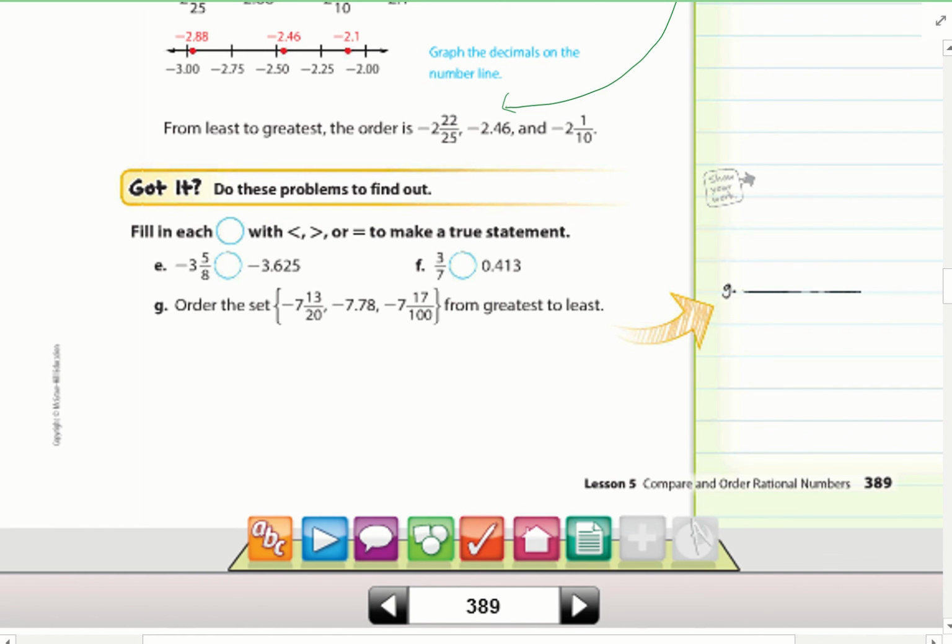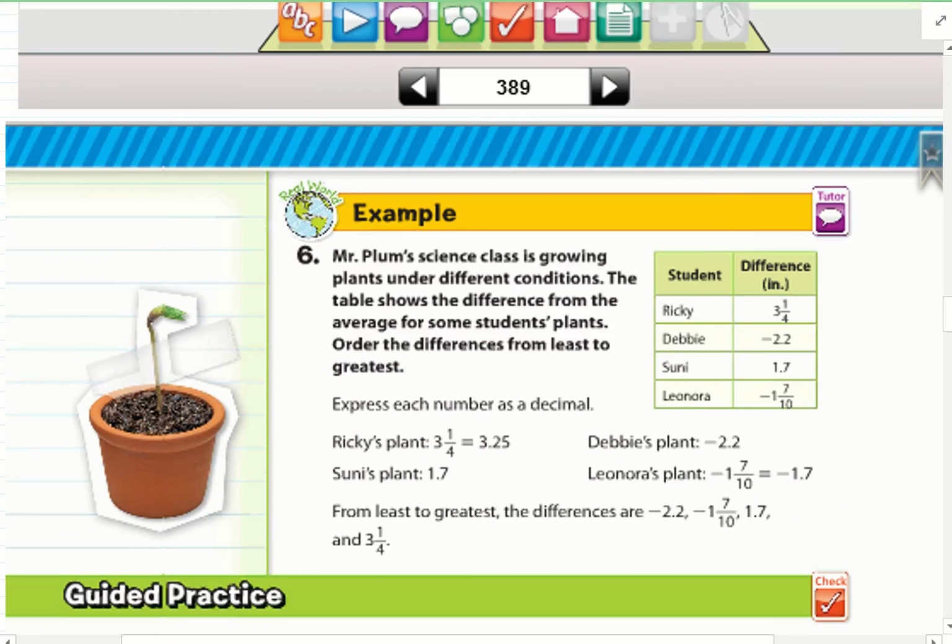So go ahead and try E, F, and G. Alright, so E, 5 divided by 8 is 625 thousandths. For F, 3 divided by 7 is 0.42, in that range. It's going to be greater than. I just plug that in a calculator. For G, I changed them all to decimals, and then I found which one was the greatest to the least. So I got negative 7 and 17 hundredths, negative 7 and 13 twentieths, and negative 7 and 78 hundredths.